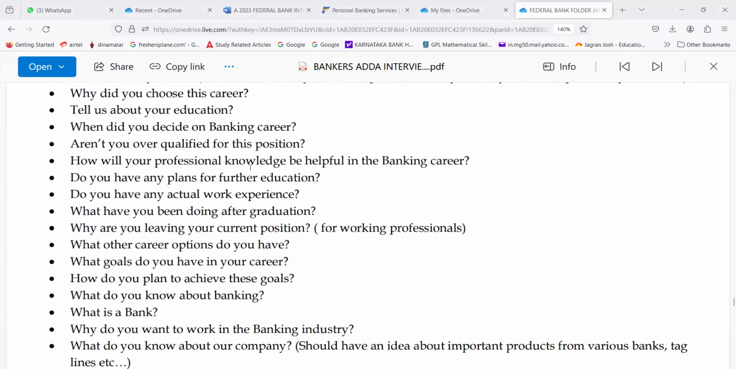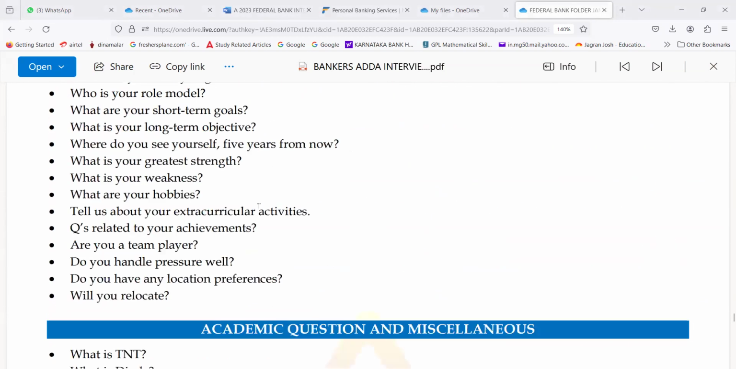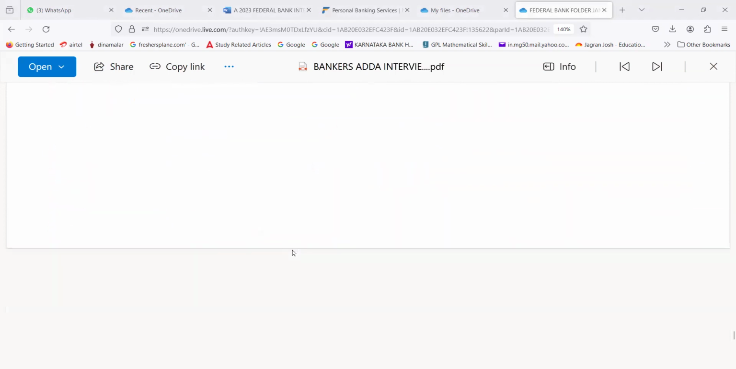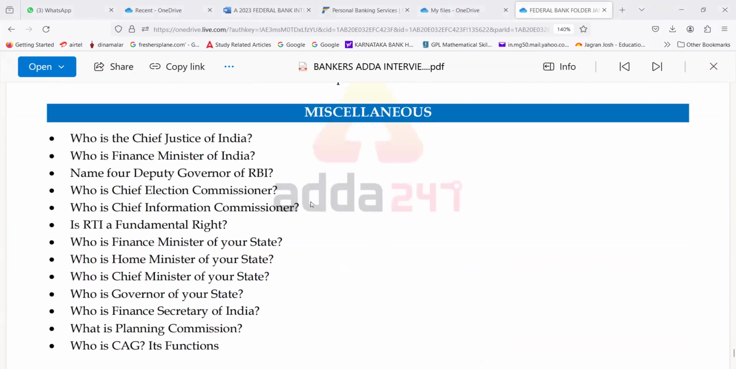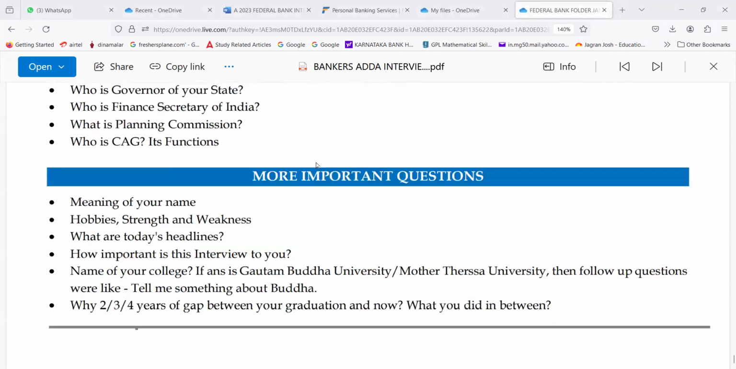Then, personality related questions. So, what questions can be asked? What are your hobbies? What is your weakness? Are you a team player? Like that. And then some other questions, general questions, GK questions, like who is the Chief Justice, who is the Finance Minister, like that.